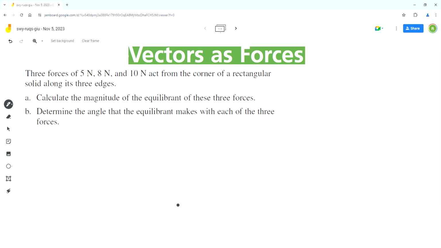So in this video, we'll solve this problem using the concepts of vectors as forces. As per the problem, three forces of 5 Newton, 8 Newton and 10 Newton act from the corner of a rectangular solid along its three edges. In part A, calculate the magnitude of the equilibrant of these three forces. So let's start with part A.